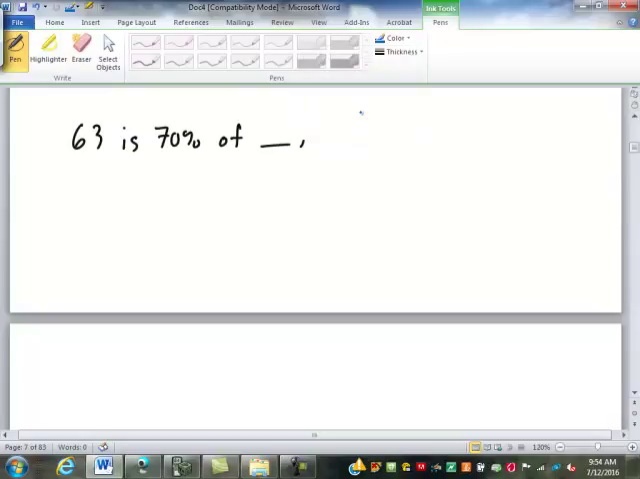This one, once again, is slightly different. But my percent is back, which makes us feel a little bit better. Where do we start? 70% is 70 over 100. Where does the 63 go? On top. 63 is 70%. So it implies the 63 matches up with the 70.